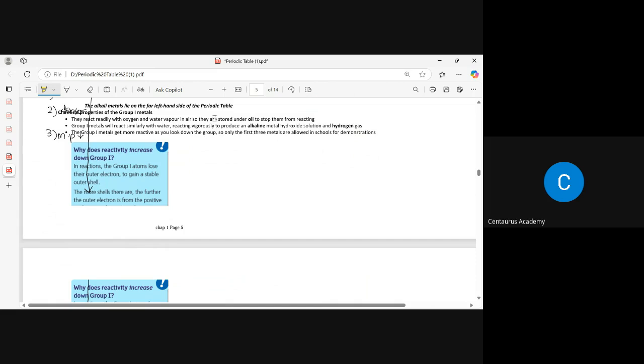They are stored under oil, and that is because of their reactivity. They are readily reactive with oxygen and also water, which is present as moisture in the atmosphere. Okay.